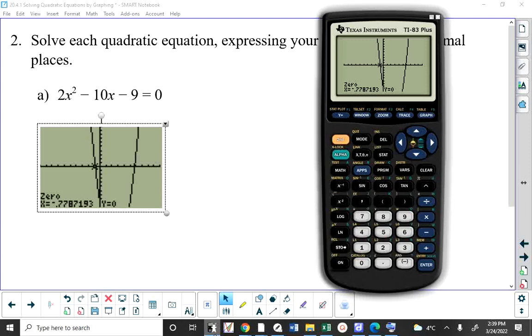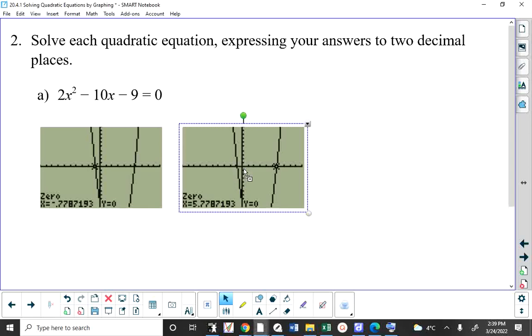My mistake, I believe it's someplace between 5 and 6. So if I go to my menu, and you don't even have to be close, I can go left boundary 3, right boundary 8. I just have to be to the left and the right. So there is the other one. I'm not going to bother rounding them. That is not the point of this lesson.